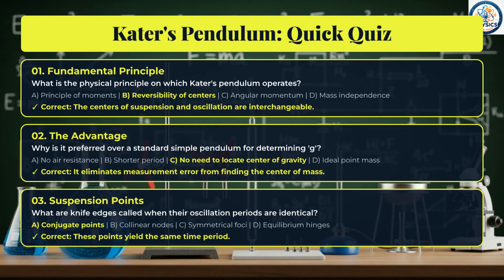In this quick quiz, we review key concepts. The pendulum operates on the reversibility of centers. It's preferred over a simple pendulum because it eliminates the error in finding the center of mass. The interchangeable points are called conjugate points.